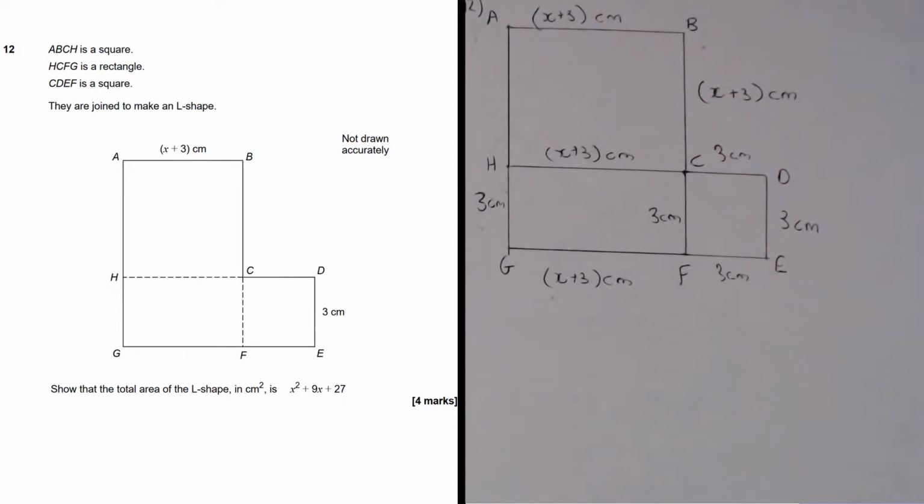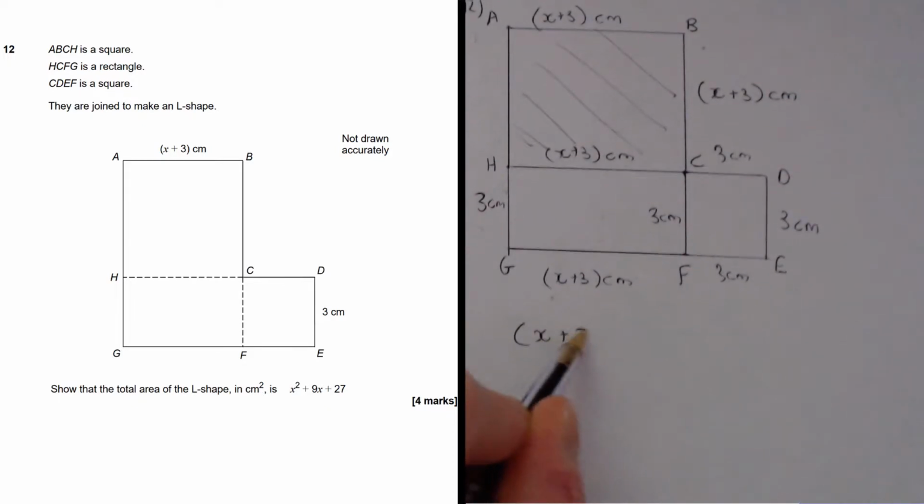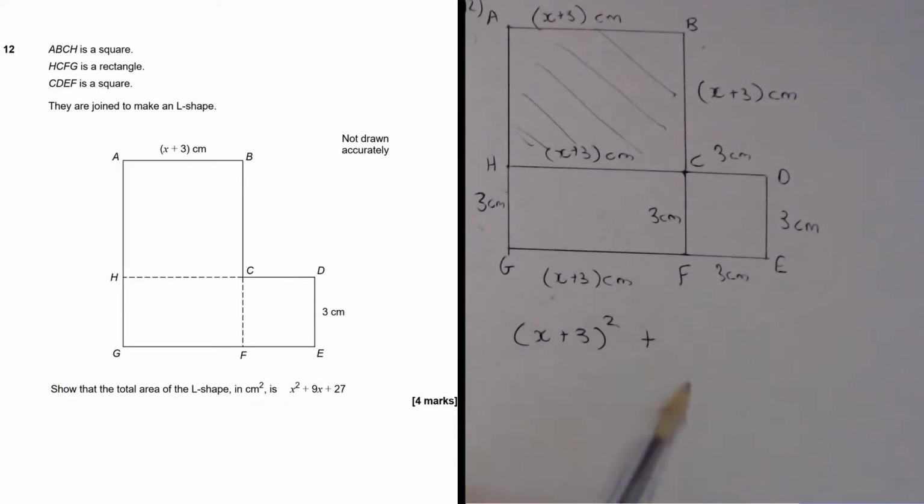So there's a few ways of working out the total area. I think the way I am going to do it is I'm going to look at adding these three shapes together. Okay? So let's start with this shape here. This is a square with side length x plus 3. So the area of that must be x plus 3 all squared. Let's add to that the area of this rectangle here.